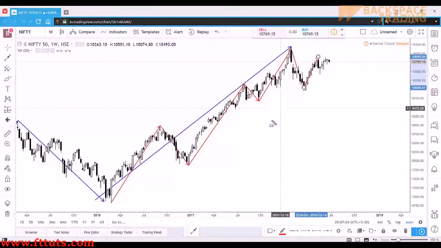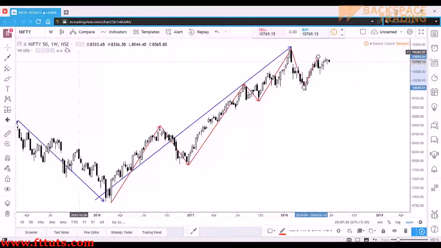And even on weekly, it is making higher lows. We have higher highs. As of now the price is stuck over here, and we don't know where it can go, upside or downside, but we can wait. But overall it is still an uptrend.